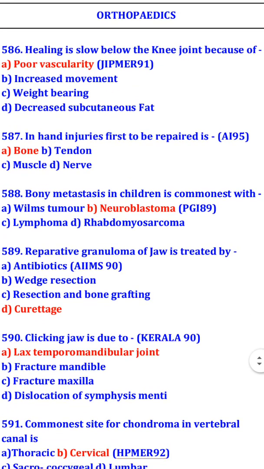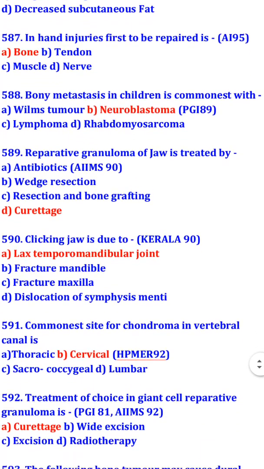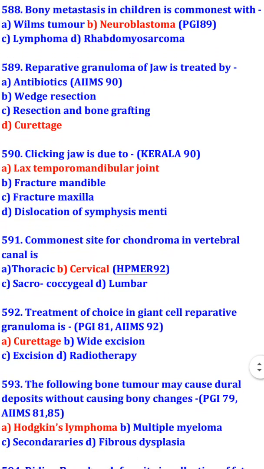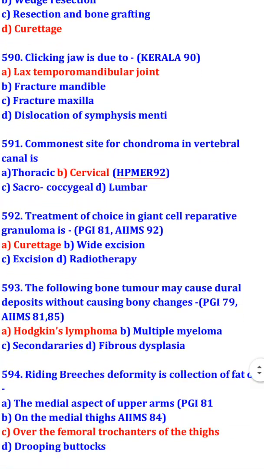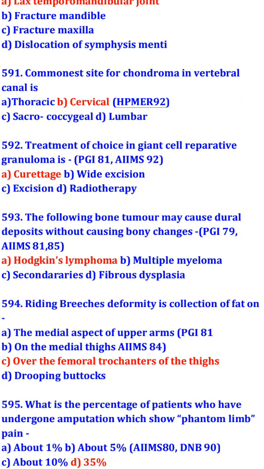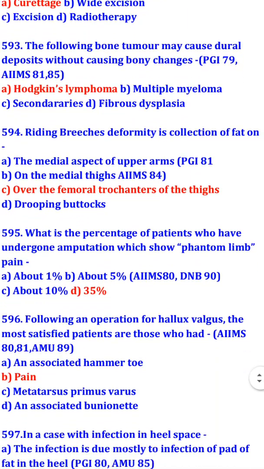Bony metastasis in children is commonest with neuroblastoma. Reparative granuloma of jaw is treated by curettage. Clicking jaw is due to lax temporomandibular joint. Commonest site for chondroma in vertebral canal is cervical. Treatment of choice in giant cell reparative granuloma is curettage. The following bone tumor may cause dural deposits without causing bony changes: Hodgkin's lymphoma. Riding breeches deformity is collection of fat over the femoral trochanters of the thighs.